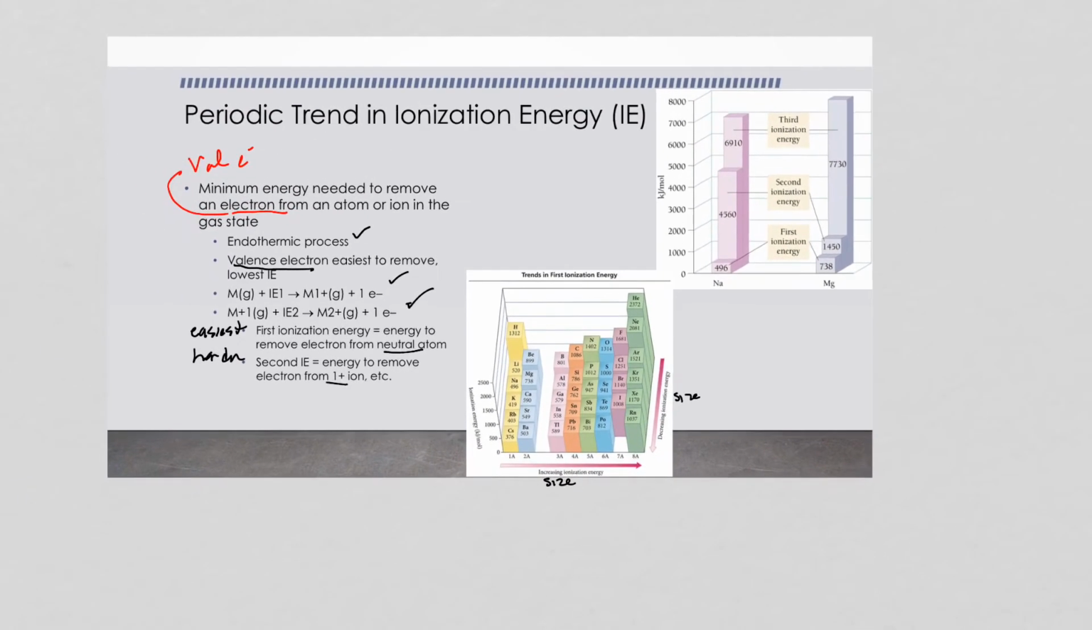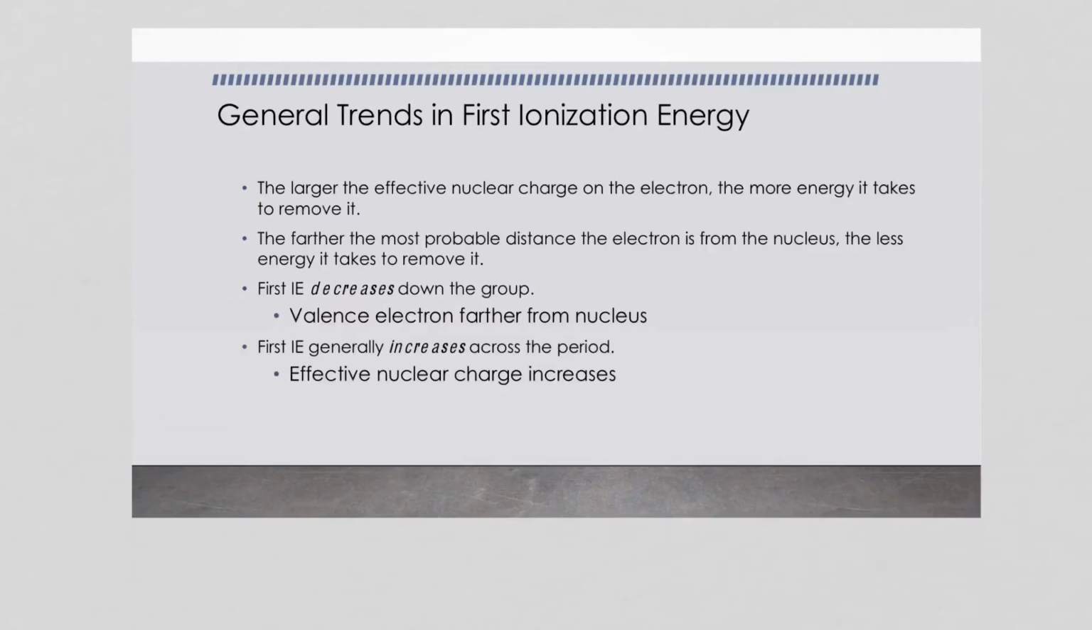Okay, so let's look at these in a little bit more detail. The larger the Z effective, the more energy it takes to remove it, right? So, when we talked about the size trend, we said that as you go across, Z effective gets bigger, right? That causes the size to get smaller. It's going to cause the ionization energy to get higher. So Z effective goes up, size goes down, ionization energy goes up. This is as you go across.